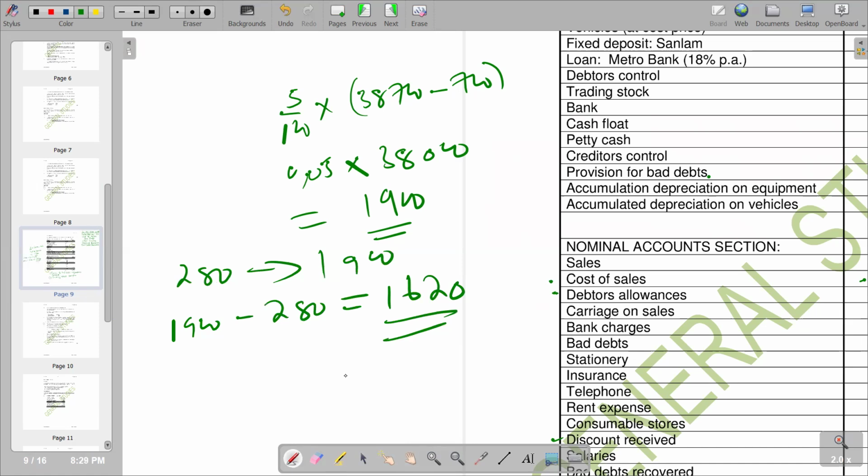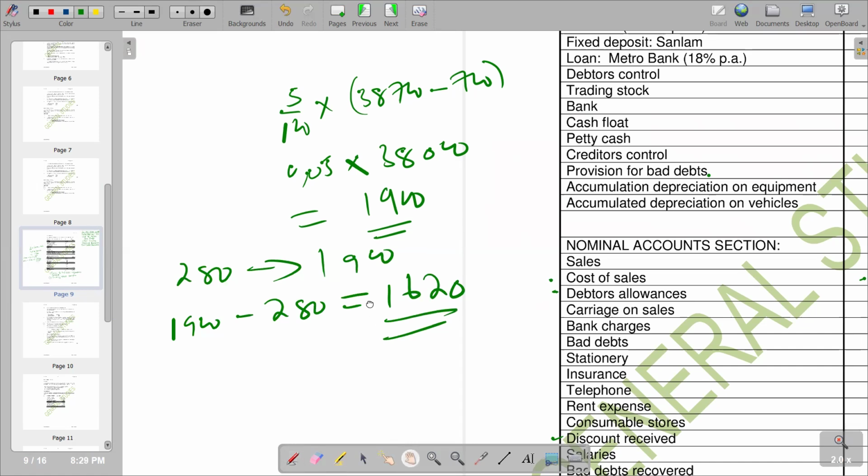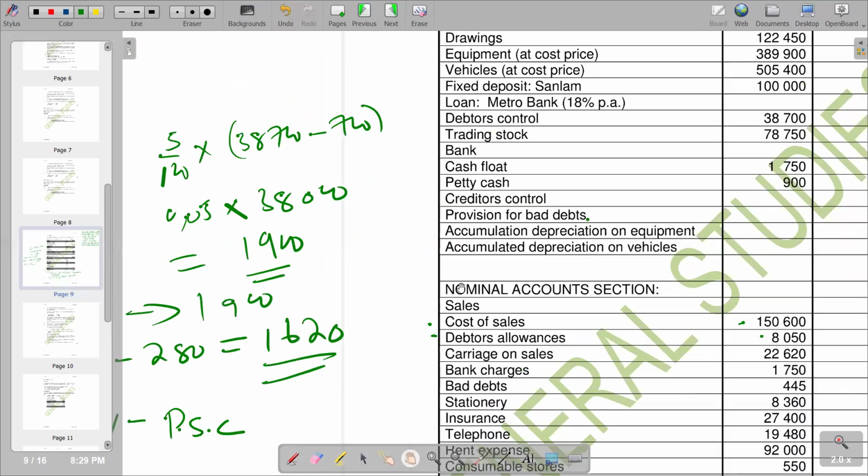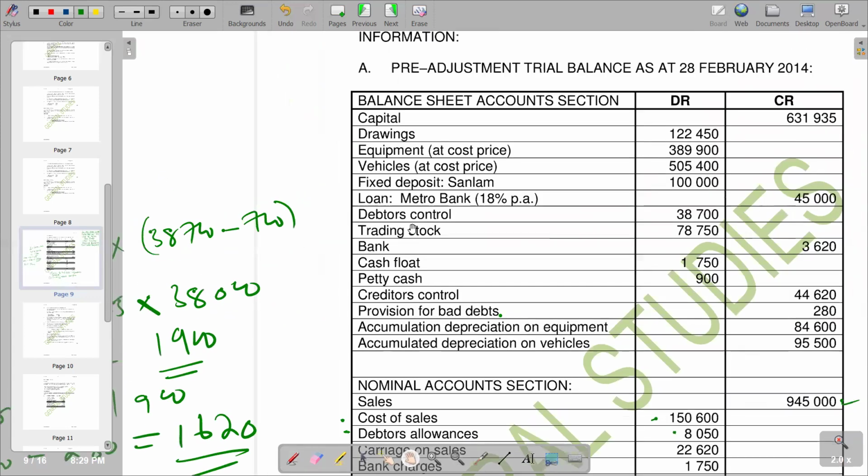So we also check for trading stock surplus. To calculate your trading stock surplus or deficit, you say your book value minus your physical stock count figure. And basically your book value, you get it in the list of balances, whereby you are saying trading stock figure, we have it here, and it's 78,750.